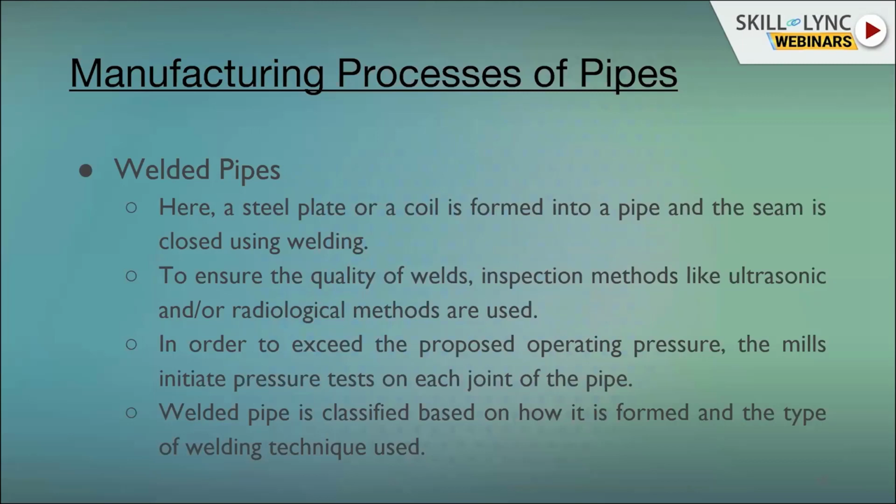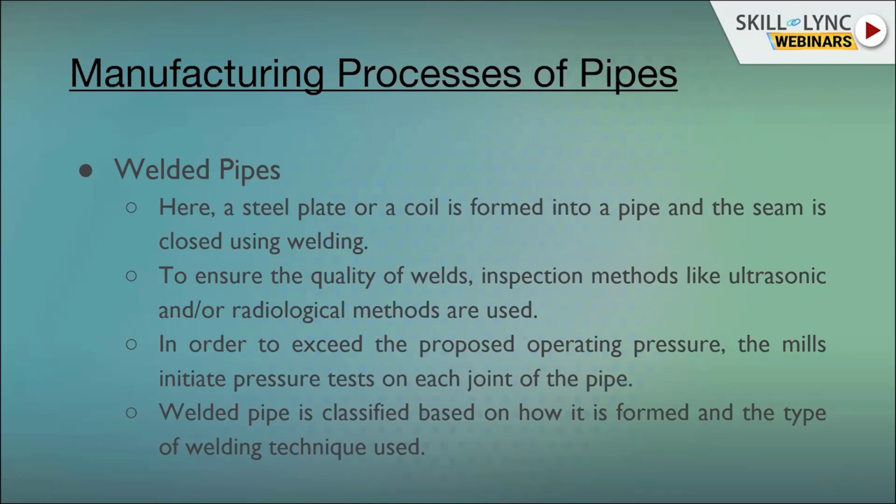Welded pipe is made when a steel plate or a coil is formed into a pipe and the seam is closed using welding. For example, a coil is a strip of steel rolled into the form of a coil, like a cable drum or other drums you may have seen. It is a steel plate formed into a coil, which is then used for manufacturing spiral pipes. A steel plate is used for the manufacturing of ERW pipe or EFW pipes.